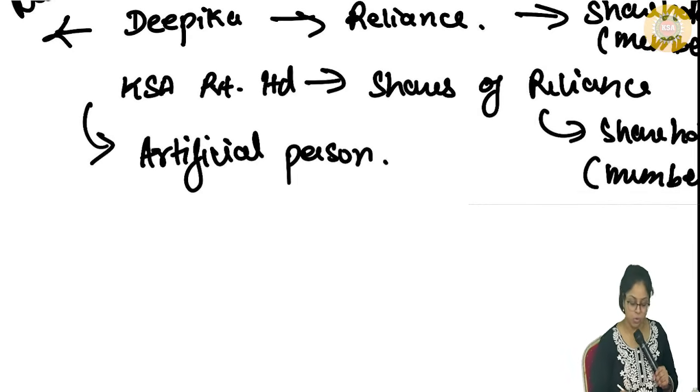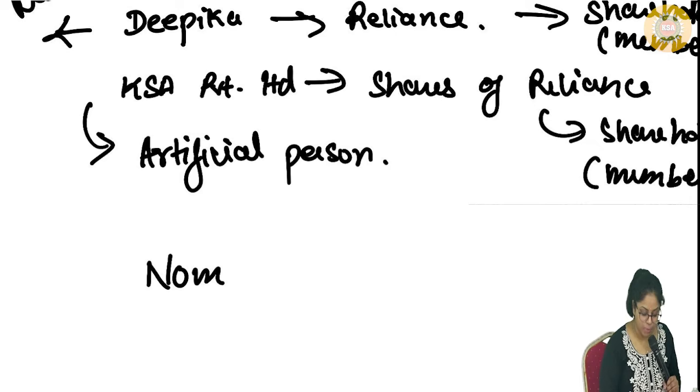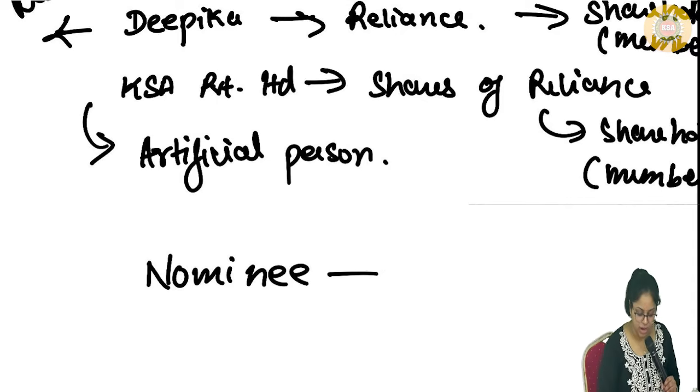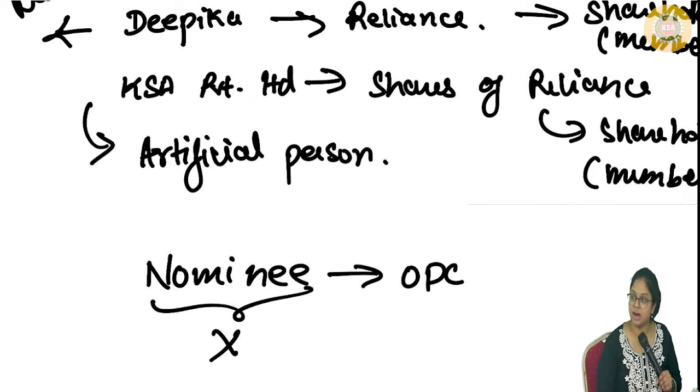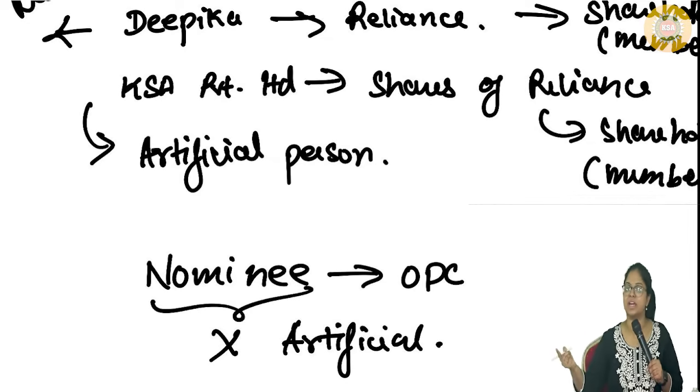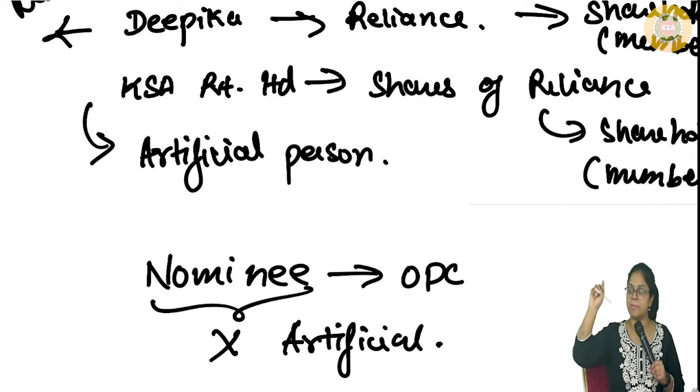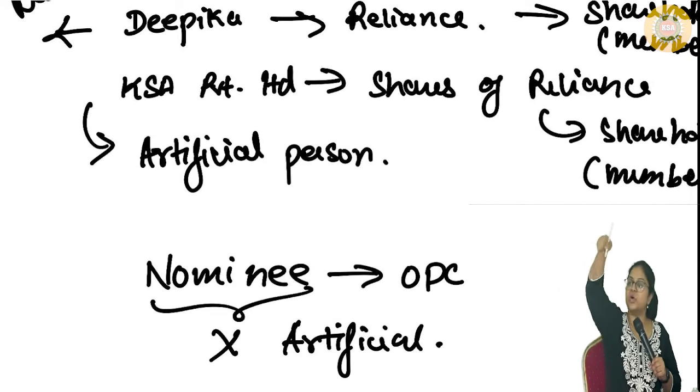Yes. Now, what the Companies Act says is, in case you have a nominee in an OPC, that nominee can never be an artificial person. Because it logically makes sense, right? Why do we keep a nominee? For this member, the one member who is there, if he dies or becomes insolvent, someone else should step in his place.